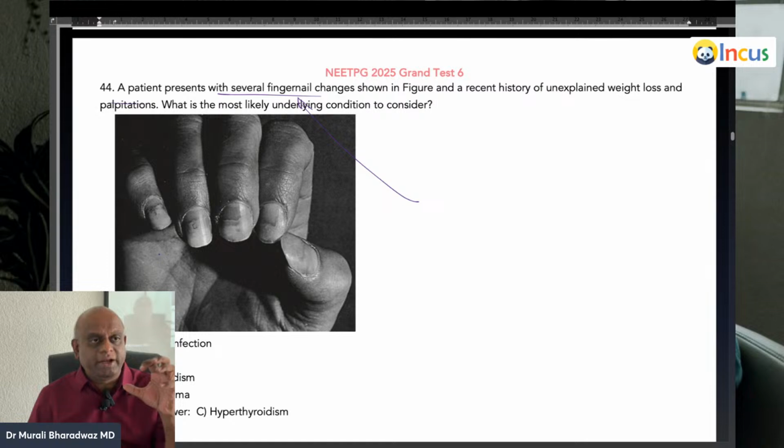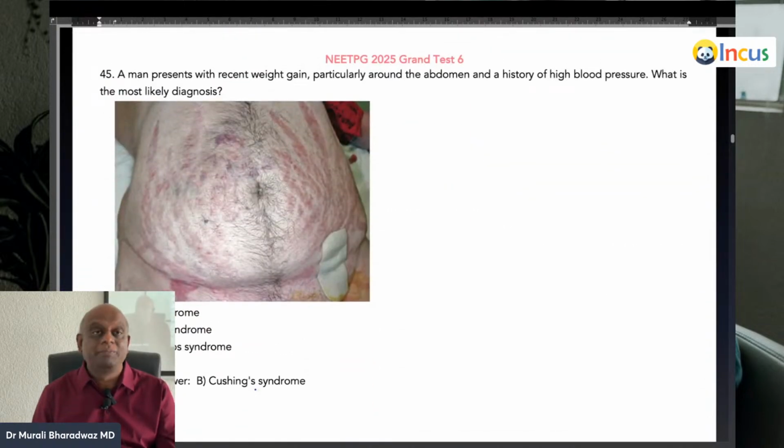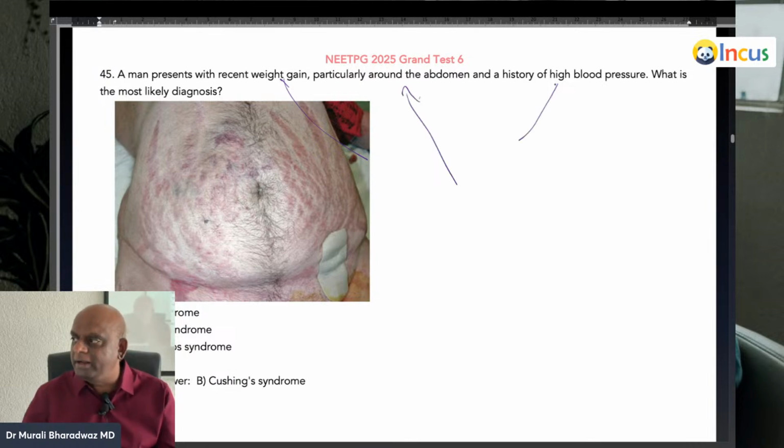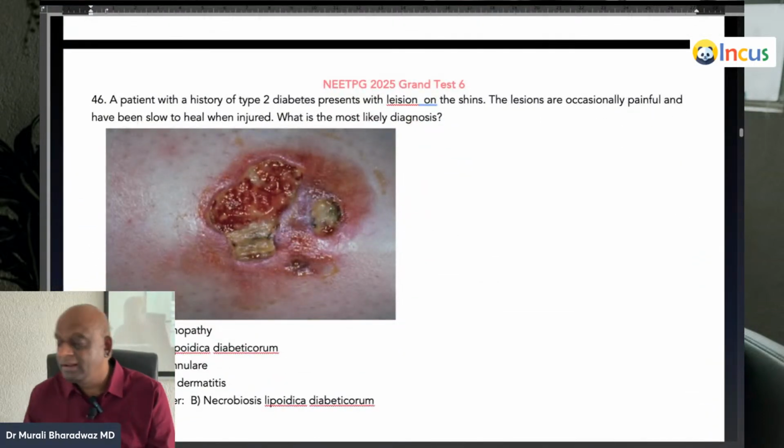So hyperthyroidism leads to weight loss, and also in the nail changes where the nail bed gets separated. Onycholysis is a typical feature of hyperthyroidism, is what you should remember. A man has a recent weight gain, particularly around the abdomen, history of blood pressure. These are all the striae, which is classical of Cushing's syndrome.